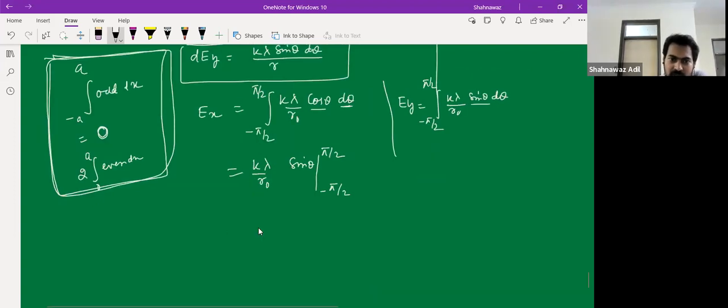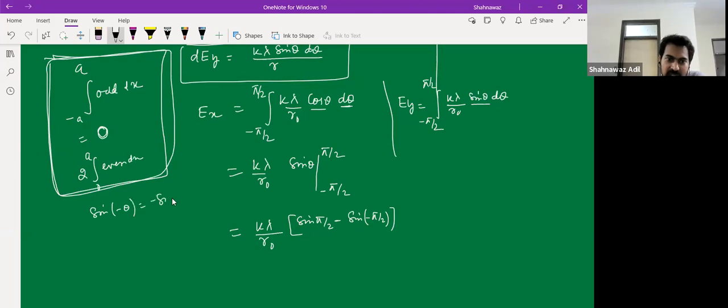Understood. So this would be k lambda over r naught, and this is sine pi by 2 minus sine of minus pi by 2. So what is sine of minus theta? Minus sine theta, right? Right, guys? So sine pi by 2 is 1.